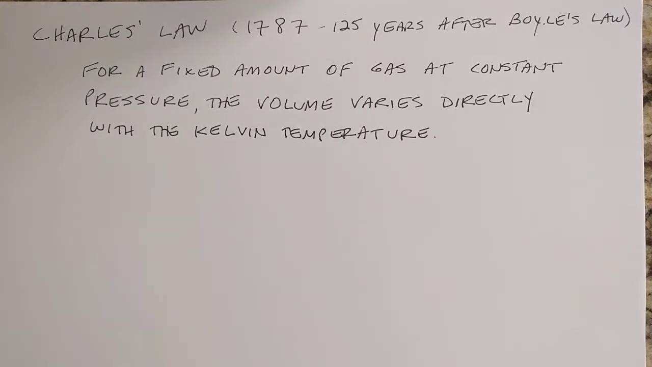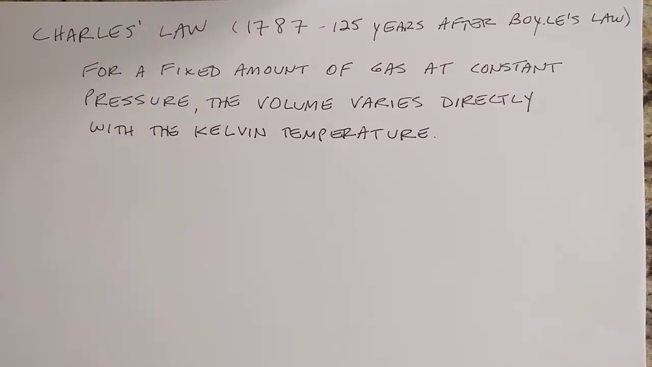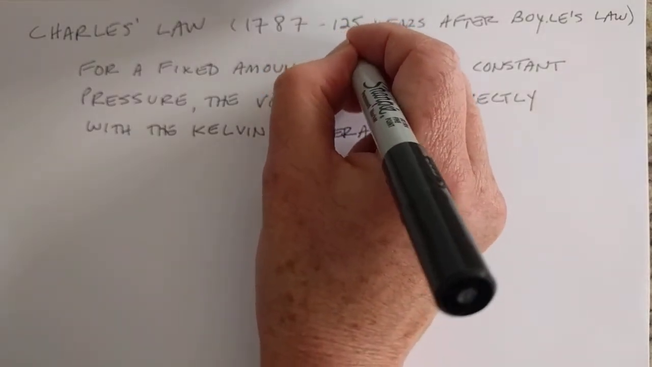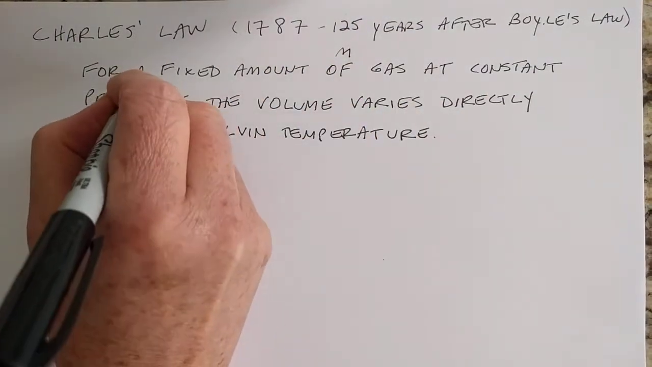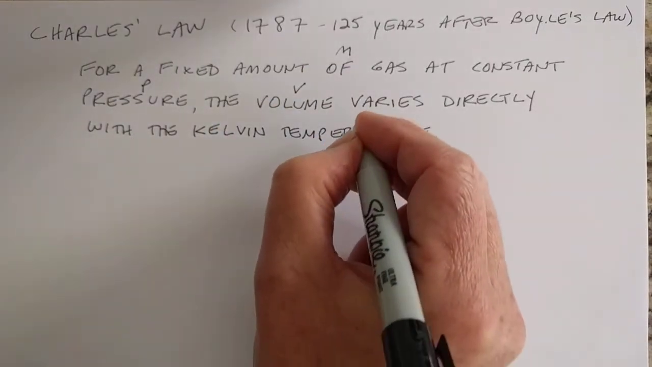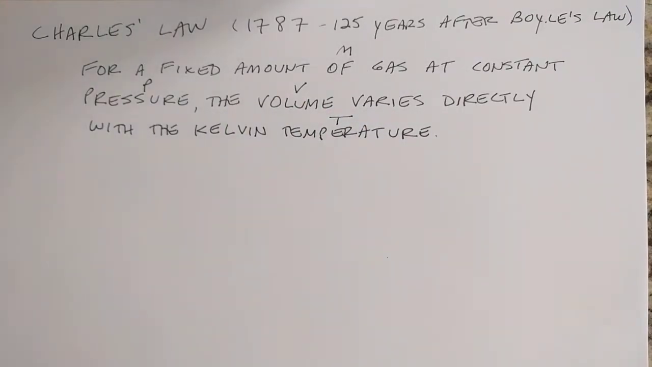Charles's law says, for a fixed amount of gas at constant pressure, the volume varies directly with the Kelvin temperature. This was the piece that made it so hard to come up with this law: it's the Kelvin temperature. Let's see that our four factors to describe the state of a gas are included in this law. A fixed amount of gas, that's our moles, n. We're at constant pressure, P, and the volume, V, varies directly with the Kelvin temperature, T. P, V, n, and T are in our law.